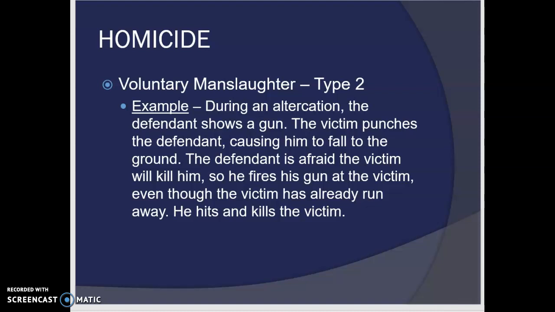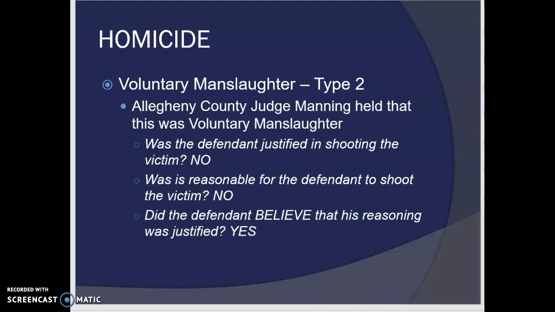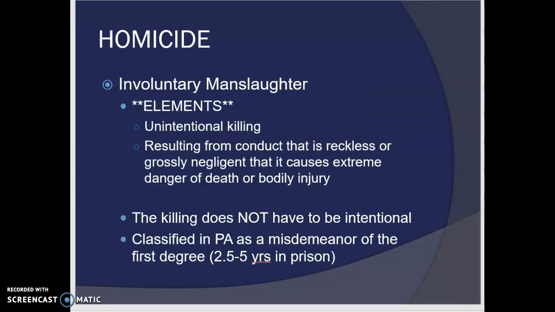And the court said, yes, this is voluntary manslaughter. Right? He intended to kill the person. It was unreasonable for him to shoot at someone running away, but he believed that he was justified. Okay, so that's what we see here. All right. Okay. I skipped that slide because that was just me explaining the case.